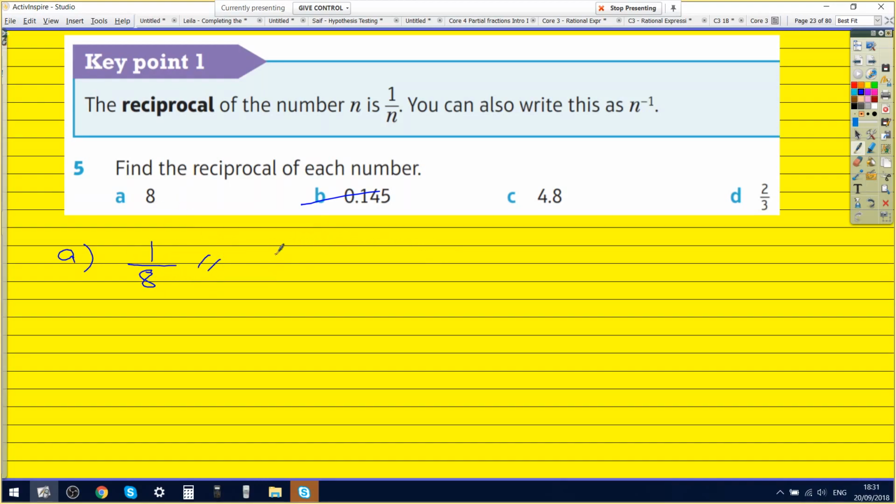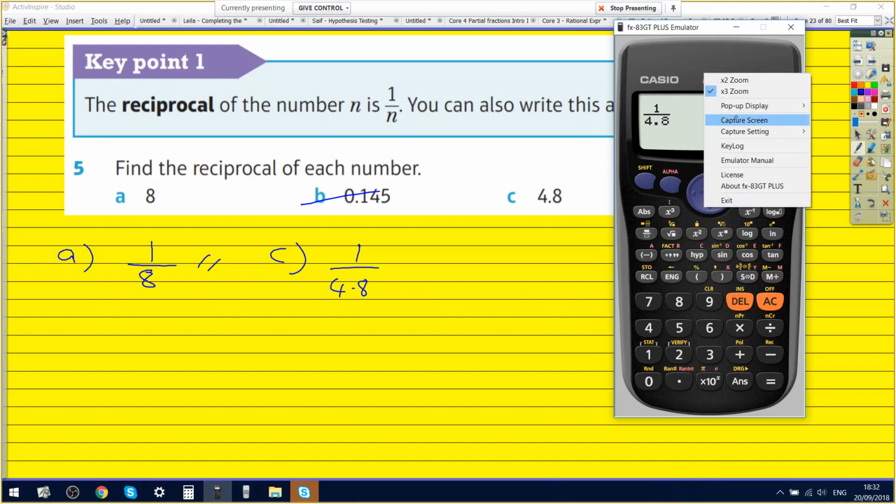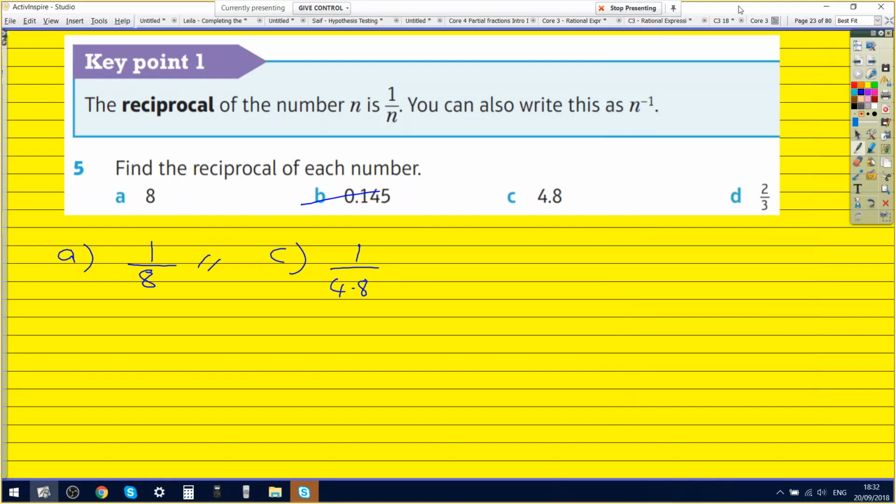How about C? 4.8. 1 over 4.8. It is 1 over 4.8. I don't know if it's a calculator question though. If it was, you would then just put that into your calculator. And it would say 5 over 24. What if it wasn't? Would you know how to write 4.8 as a fraction?